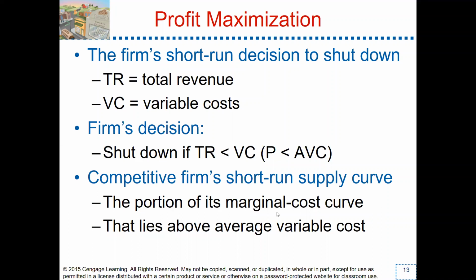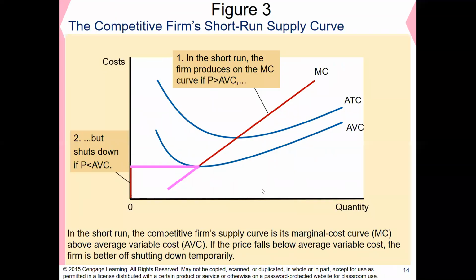In a competitive firm's short run supply curve, the portion of the marginal cost curve lies above the average variable cost. Here we go. So in the short run case, the firm produces on the marginal cost curve if P is more than average variable cost. So the price should be more than the average variable cost. Here's the average variable cost. So the firm will produce if they're here somewhere, higher than the average variable cost line.